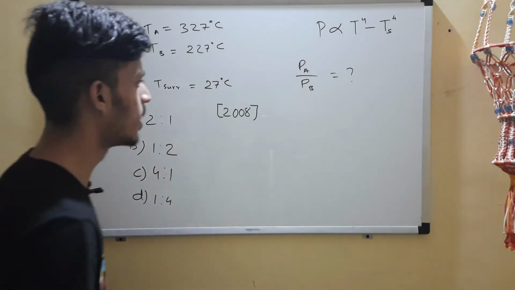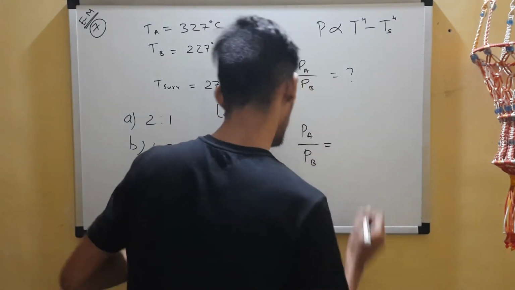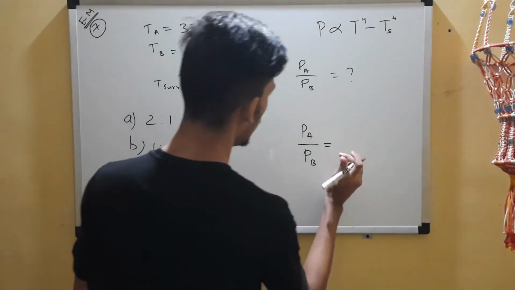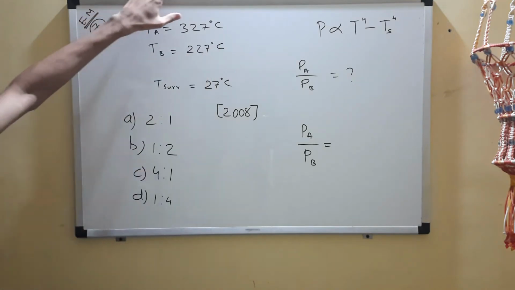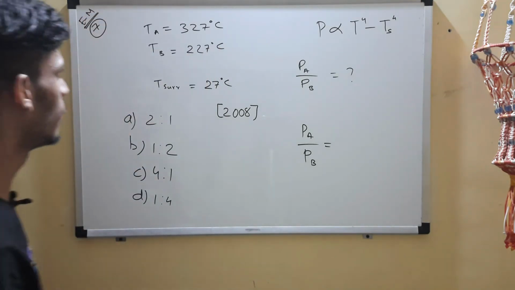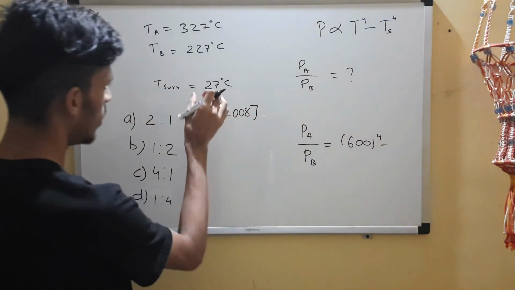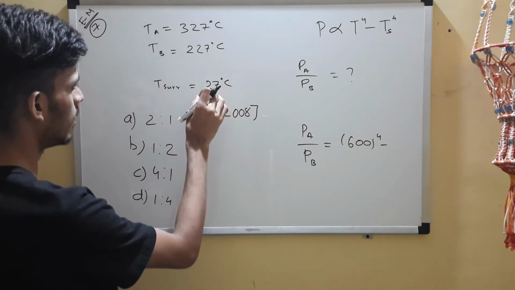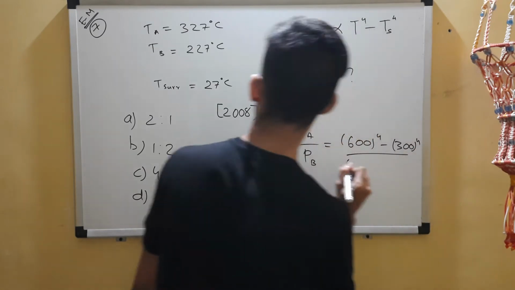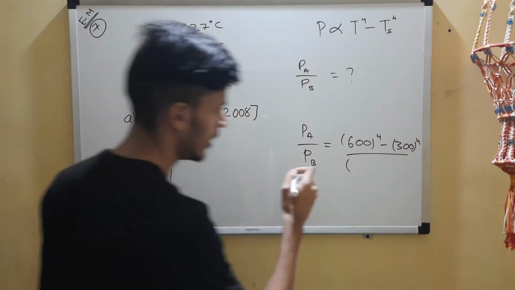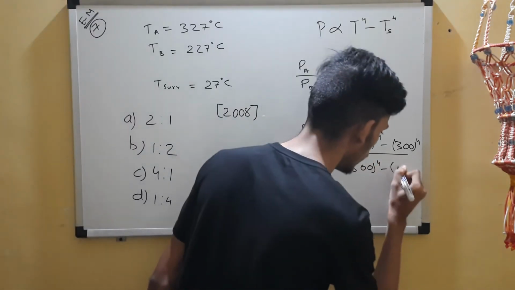Anyways, coming back to this question, power radiated by A divided by power radiated by B will be TA to the power 4. The temperature of A, now you have to convert this to kelvins. Adding 273, that will be 600, right? 600 to the power 4 minus the temperature of the surrounding, which will be 300 to the power 4, over, this will be 500, 100 less, right? So 500 to the power 4 minus again 300 to the power 4.